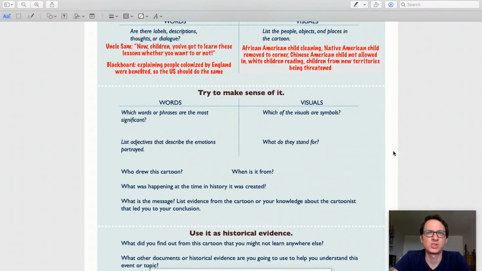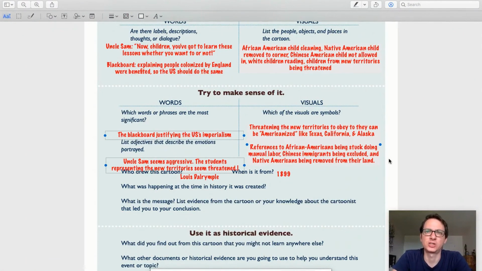So let's try to make some sense of this. In the entry for this cartoon on the Library of Congress's site, the editorial artist was listed as Louis Dalrymple, and it was published in Puck magazine in 1899. I couldn't find much more about him except that his cartoons were published in numerous periodicals of the time and that they commonly dealt with pretty controversial topics. Also, let me add some words and visuals that I found significant.